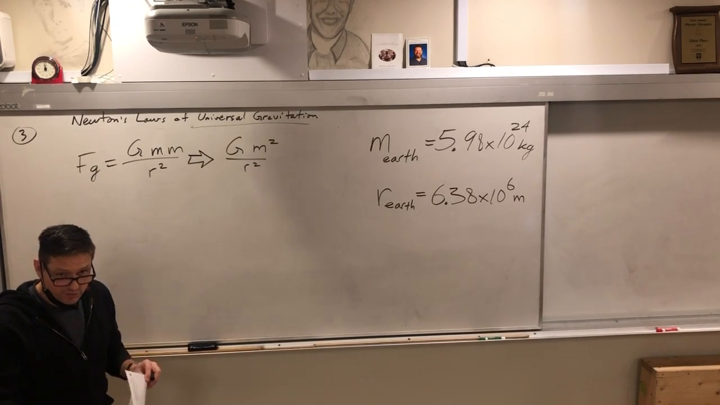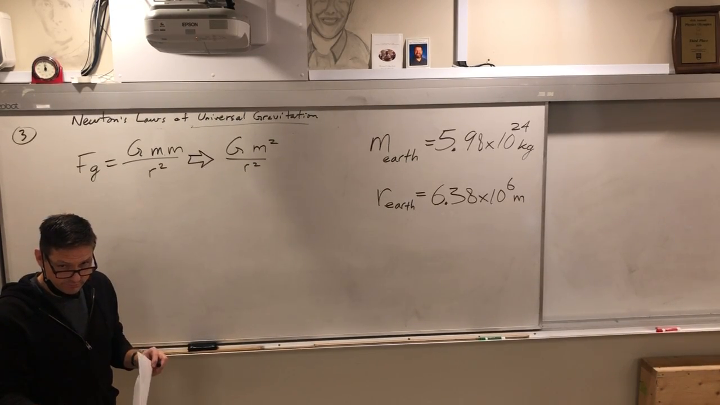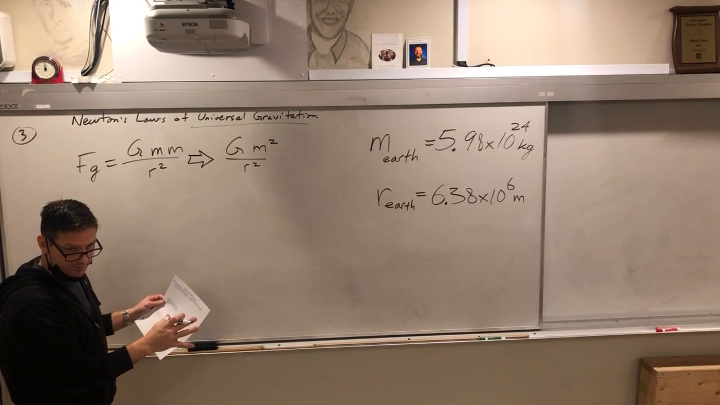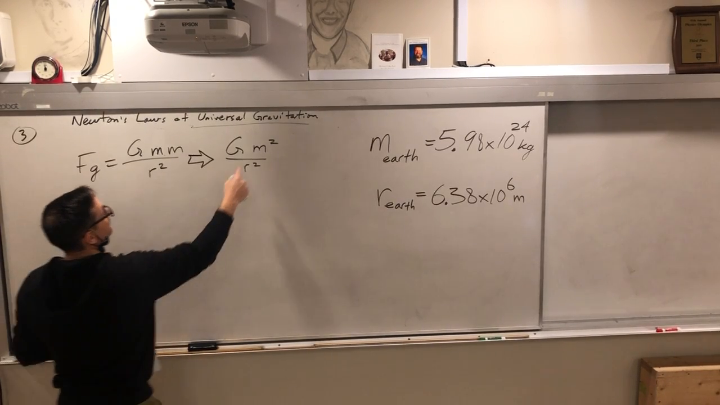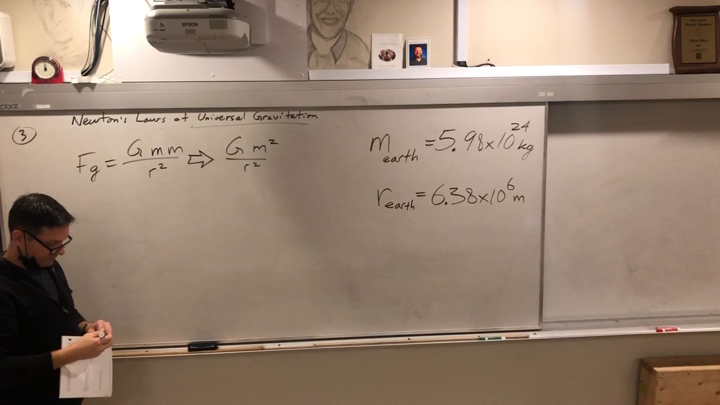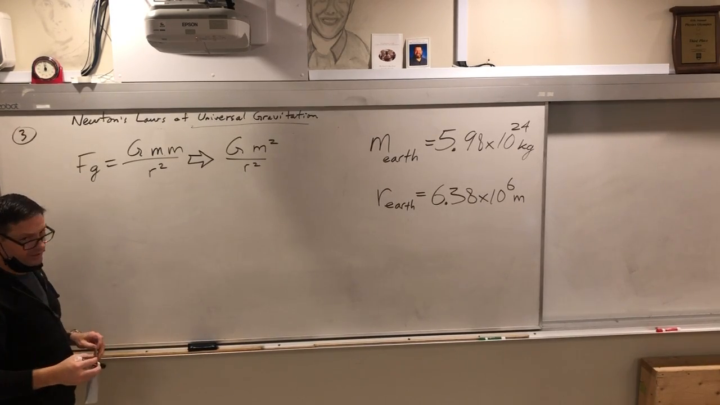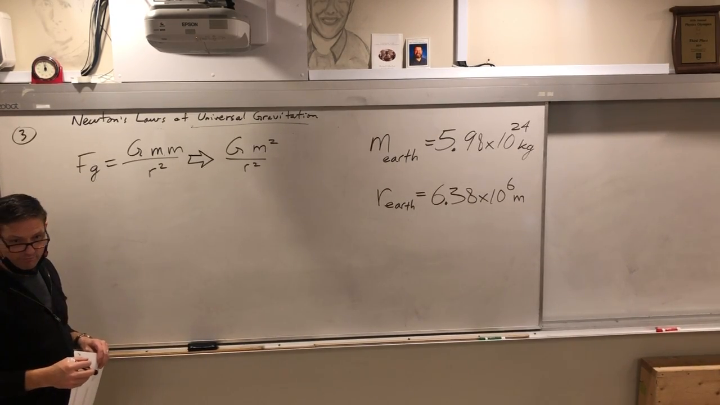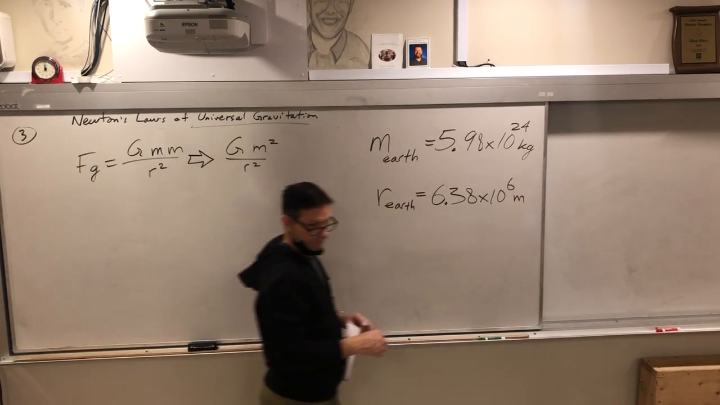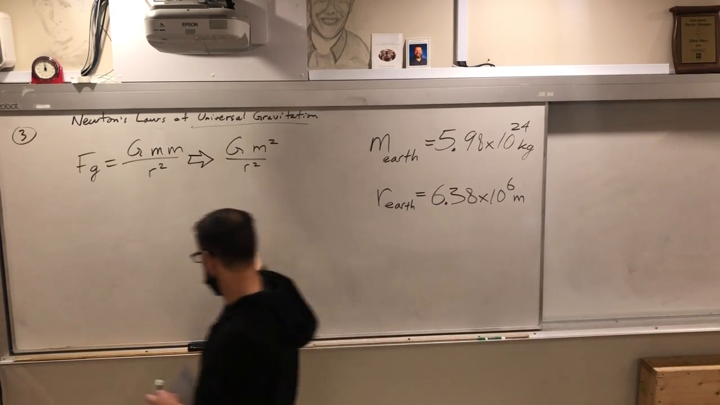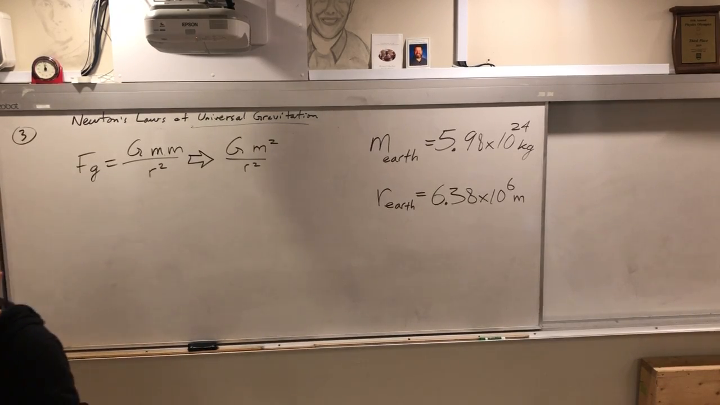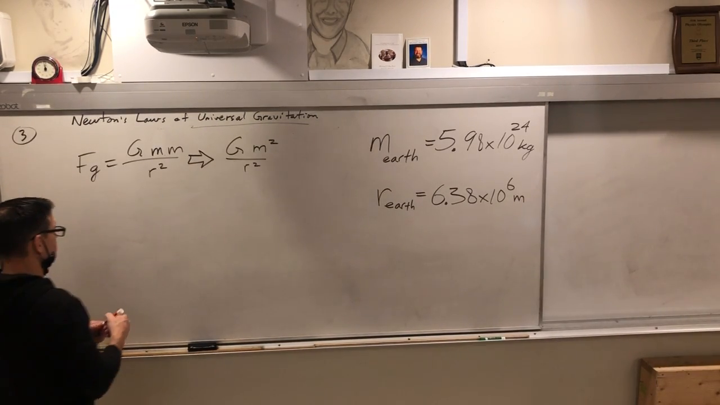You can only do this if they're the same masses. Okay, you can't do this if they're different. And now we want to find out what that mass is. So how are we going to solve for that M? What do I have to get rid of here? So we want to do Fg times R squared divided by G.